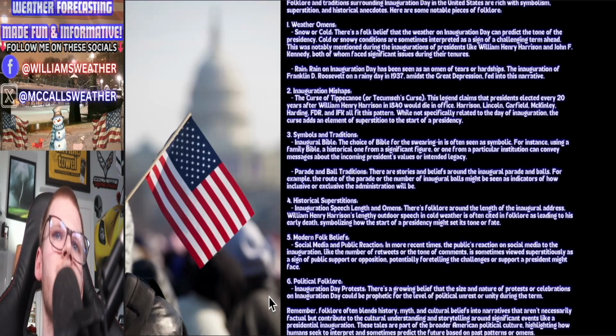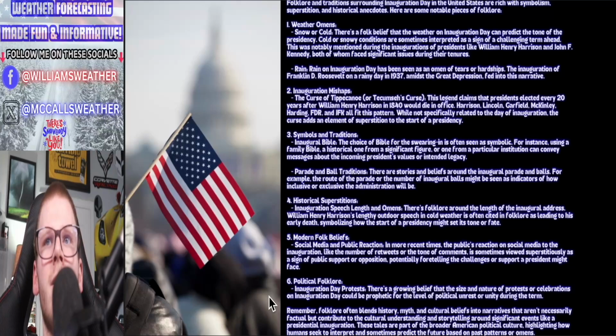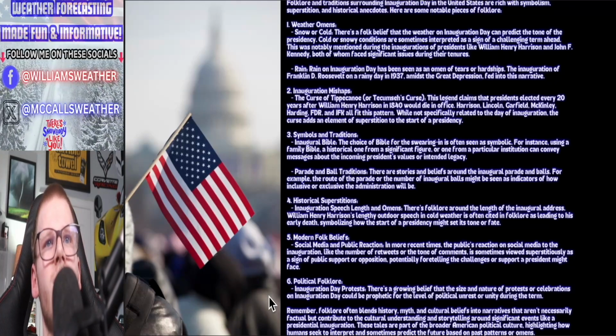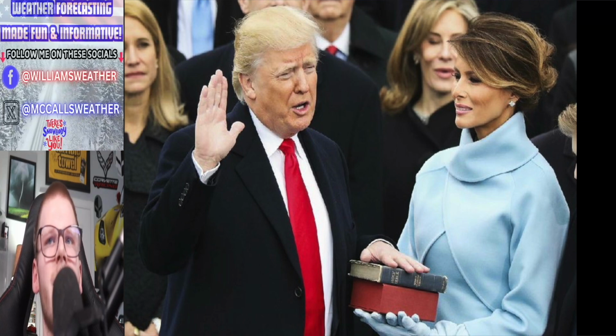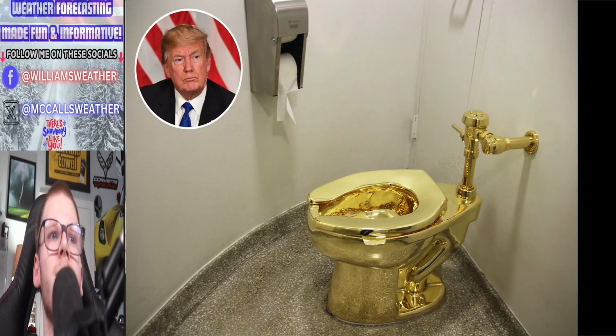Number 3, we got the Bible, which typically they use the Golden Bible, but I guess the majority of different presidents use different kinds of Bibles. We can see the choice of the Bible for the swearing in office is seen as symbolic. For instance, using a family Bible, a historic one from a significant figure or one particular institution can convey messages about the incoming president's values or intended legacy, which most likely Trump's going to use the Golden Bible for this because, of course, he likes gold and gold is good luck.